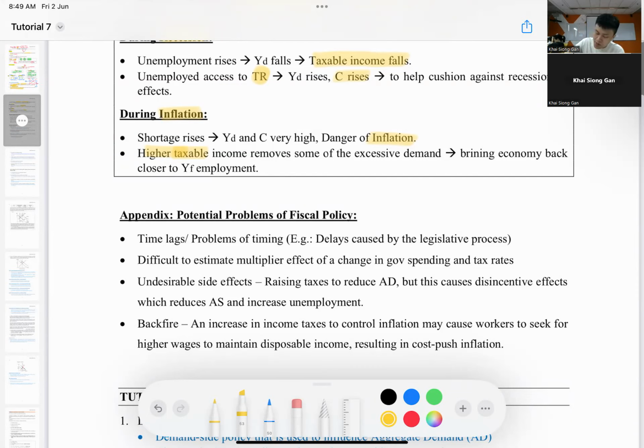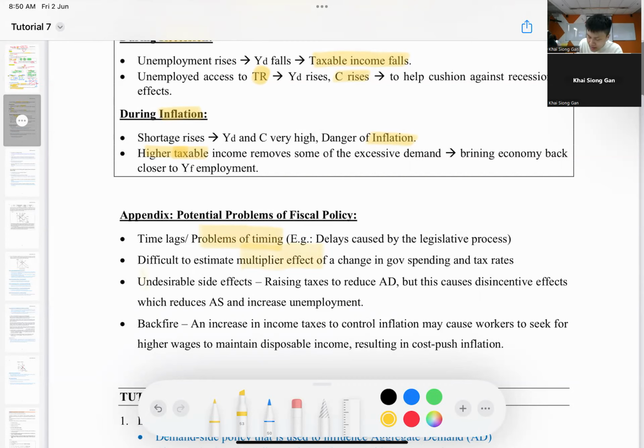For example, there will be time lags, or we talk about problems of timing. There is a delay caused by the legislative process. Although today the government would like to pump in this amount of money for the country, they need to wait for the budget to be approved first. So it takes time and there could be some delays. It is also very difficult to estimate the multiplier effect of a change in government spending and tax rate. Sometimes the effects are very uncertain. Today you pump in this amount of money, whether it will really generate that amount of real GDP or not, we do not know. The multiplier effect is not always certain.